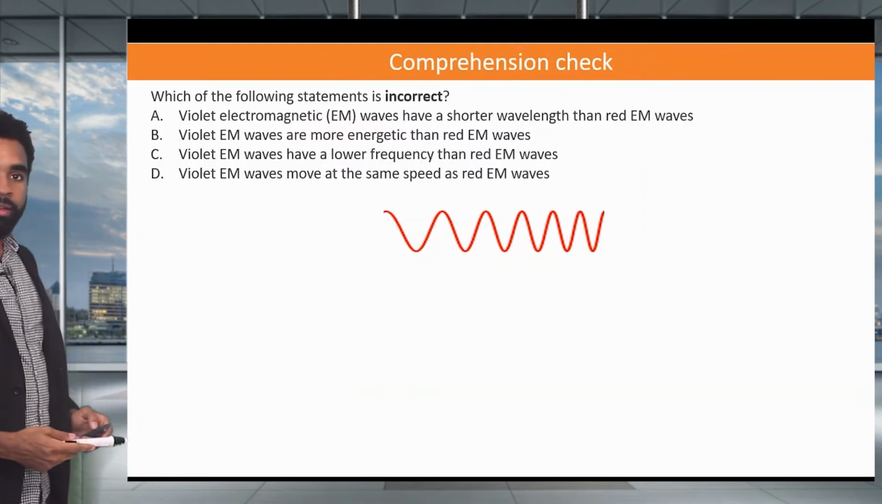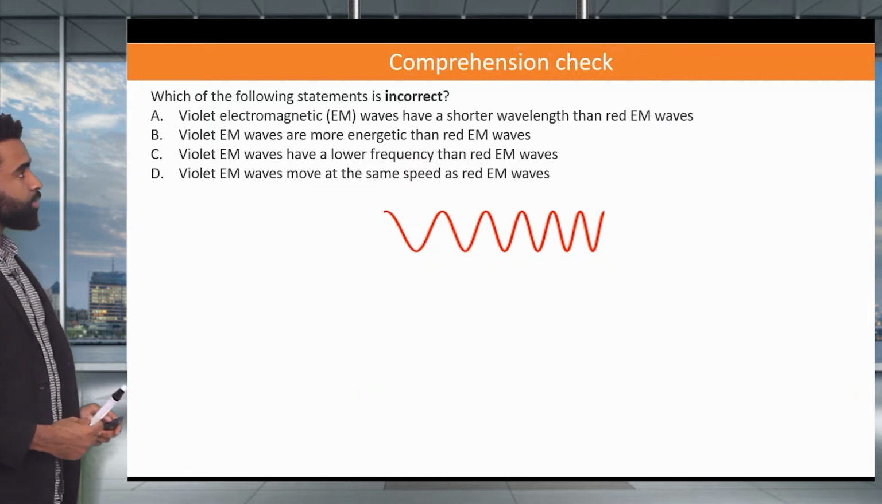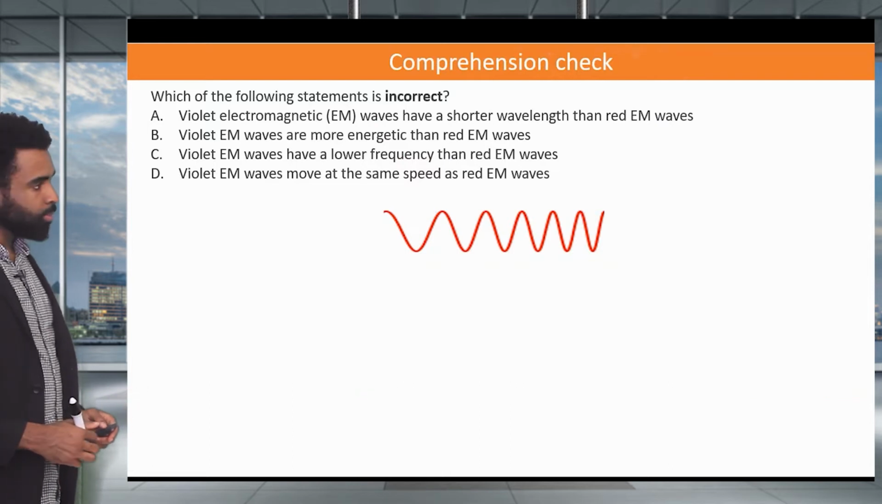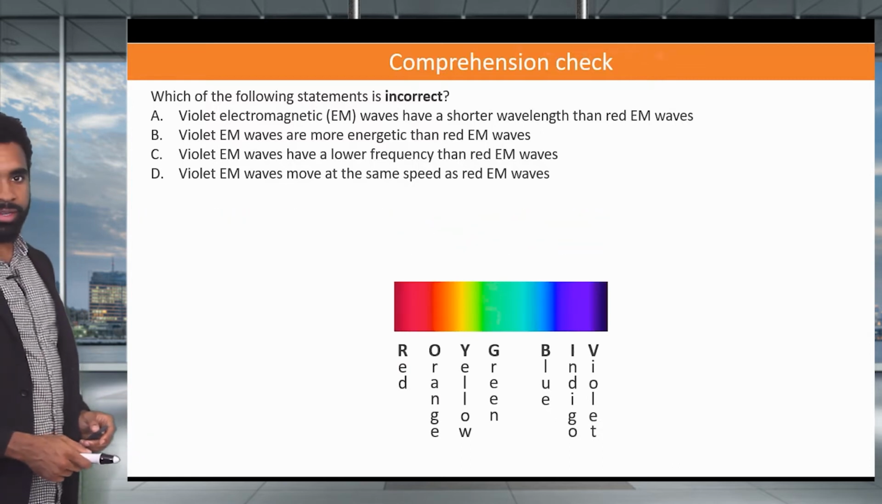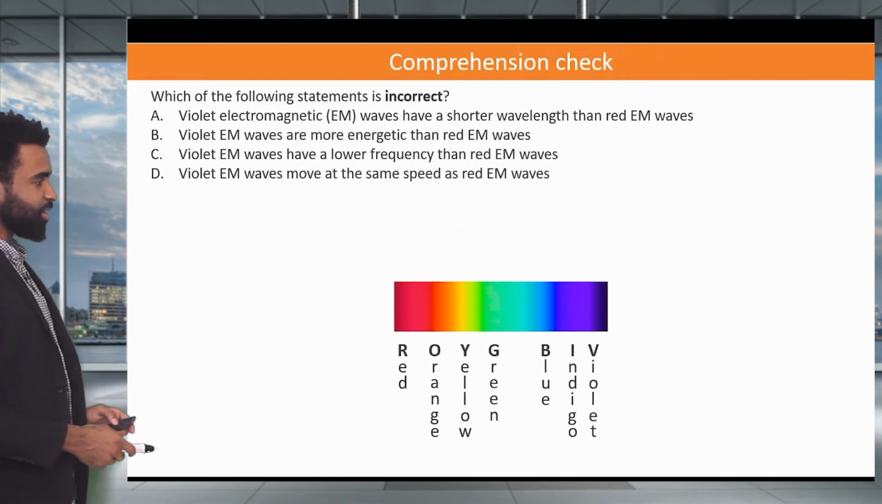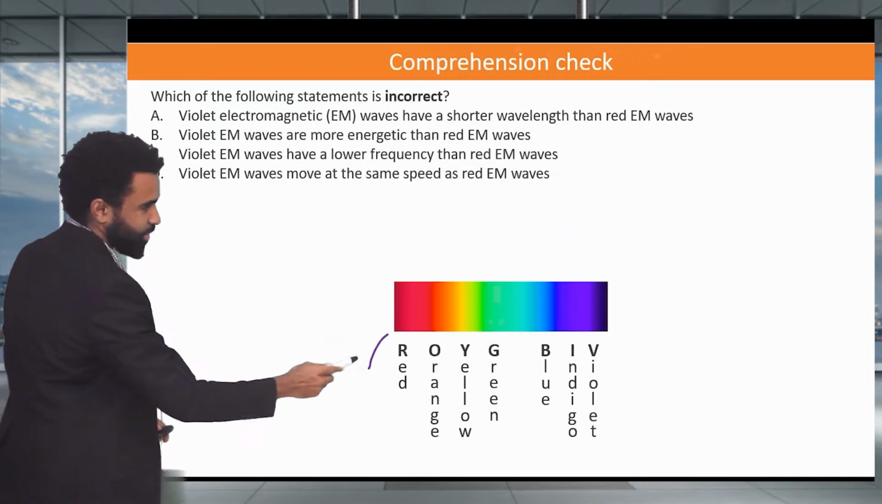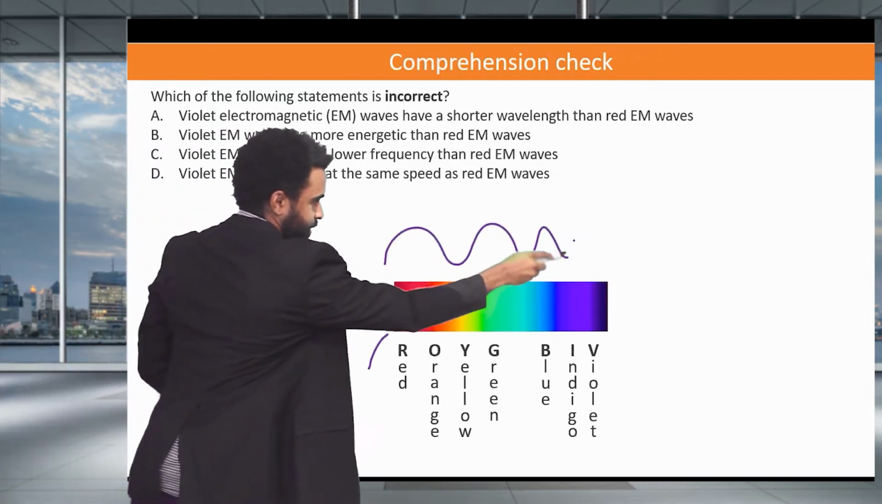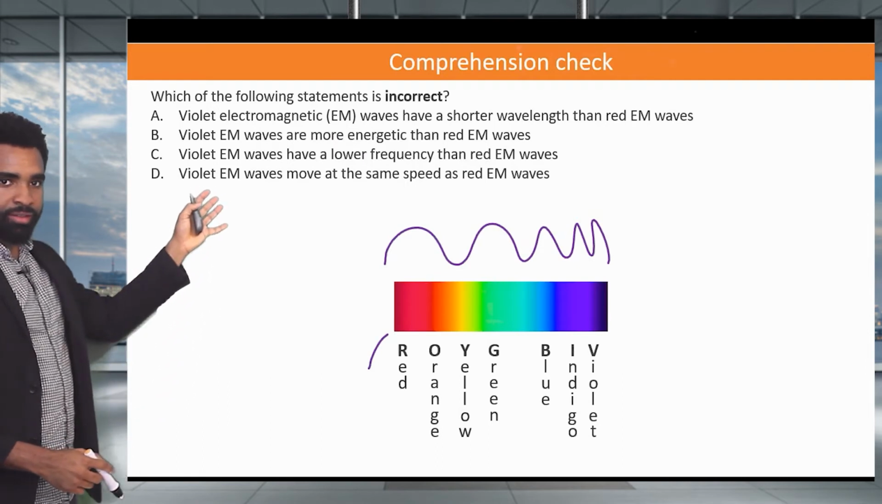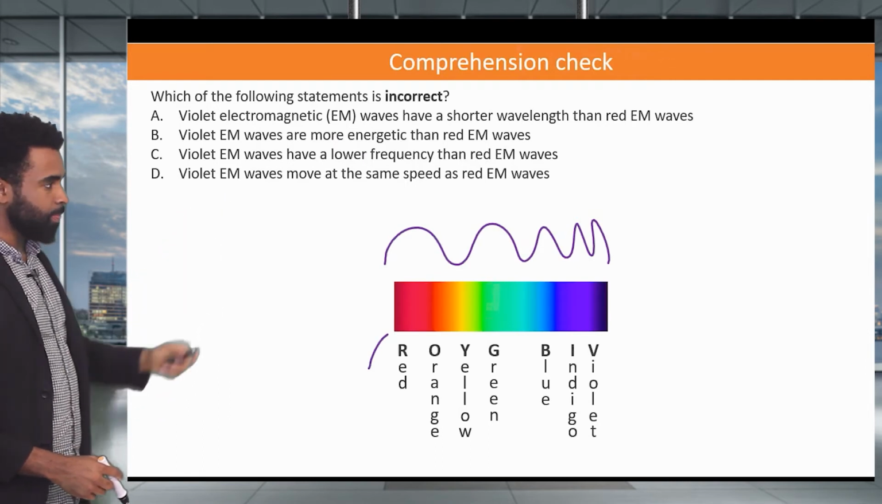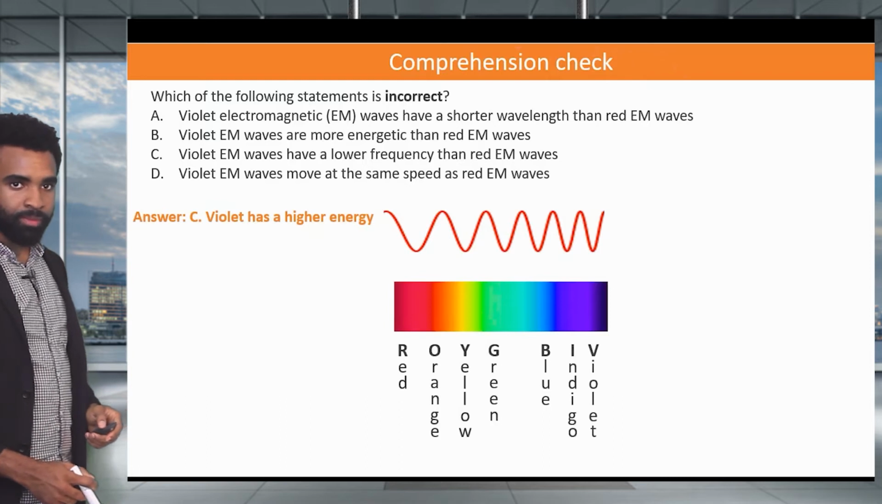Here's a comprehension check for you. Which of the following statements is incorrect? Pause and think about it. Here is a clue. Sorry, I accidentally showed you the answer. Well, there's a clue. I'll draw the clue in. All right, and think about the answer. I'll give you 3 seconds. 1, 2, 3. There's your answer. Okay?